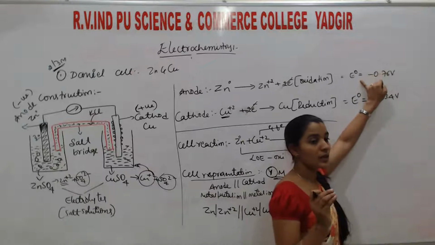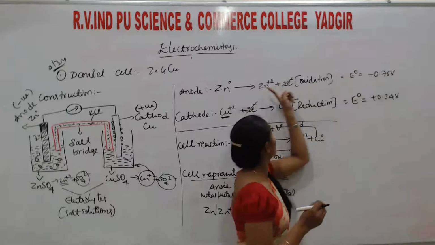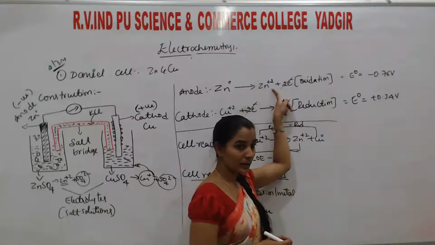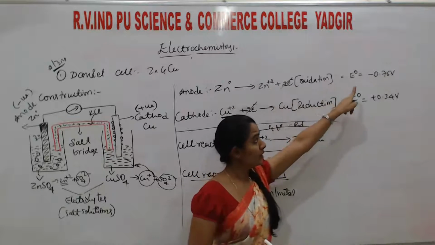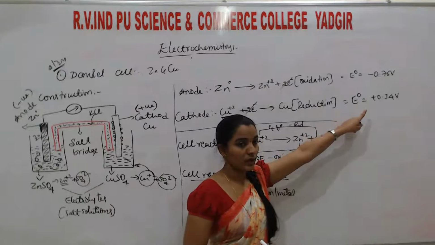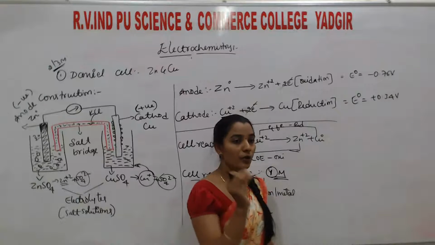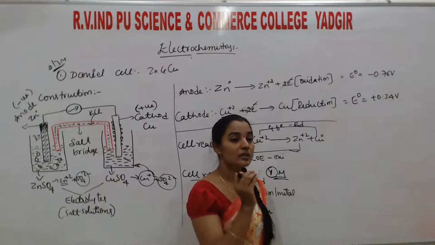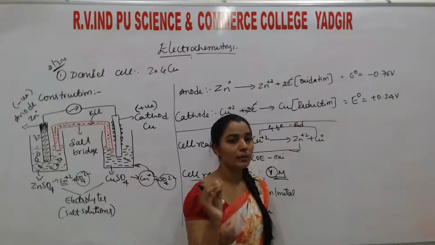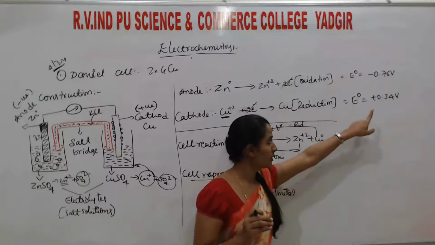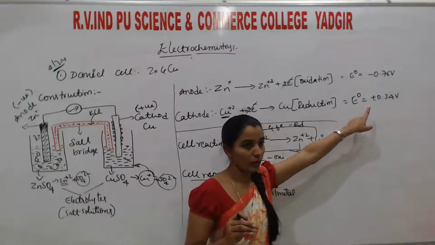The potential developed between zinc and zinc solution, Zn and Zn plus 2, right? That is minus 0.76. So in general, it is the potential developed at the interface between the salt solution and the metal. So here also, copper ion and the copper is 0.34 volt.